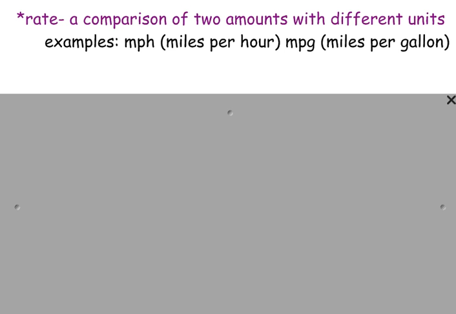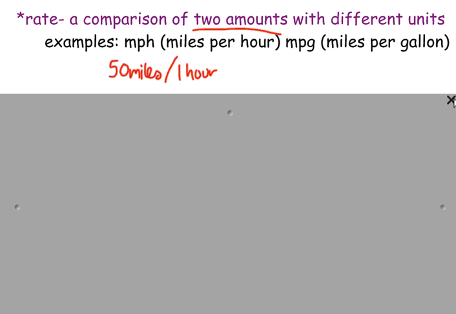Rates and ratios are related to one another, and they're also related to another concept that we'll be discussing called proportion. The first thing we have here is the definition of rate, which is a comparison of two amounts with different units. A couple of really common examples are miles per hour or miles per gallon. And what that looks like as a ratio that's actually showing the two amounts would be something like 50 miles per 1 hour. That's what the actual rate looks like.